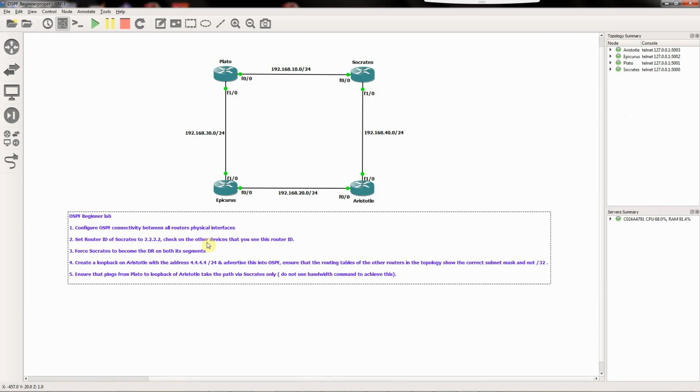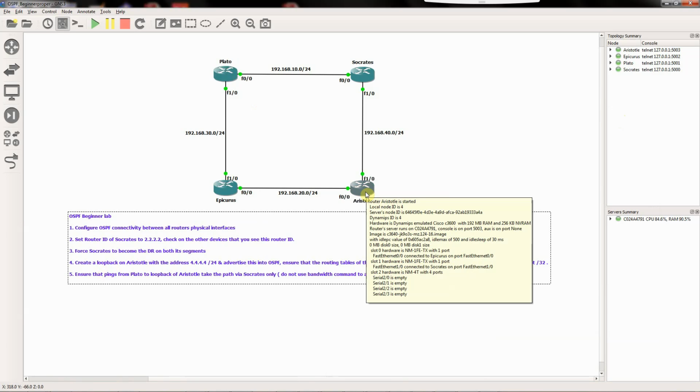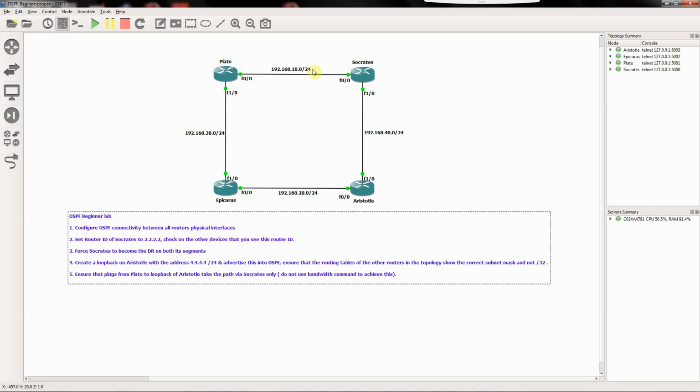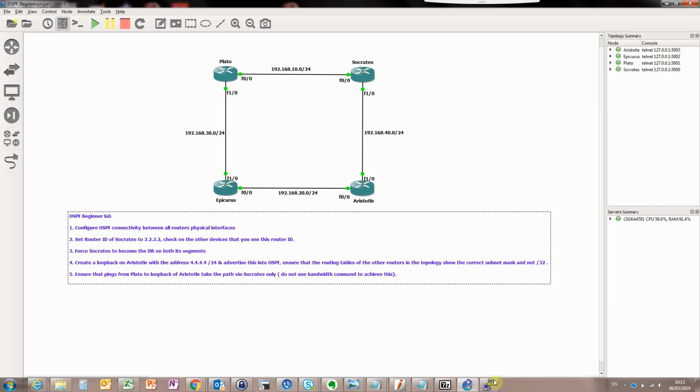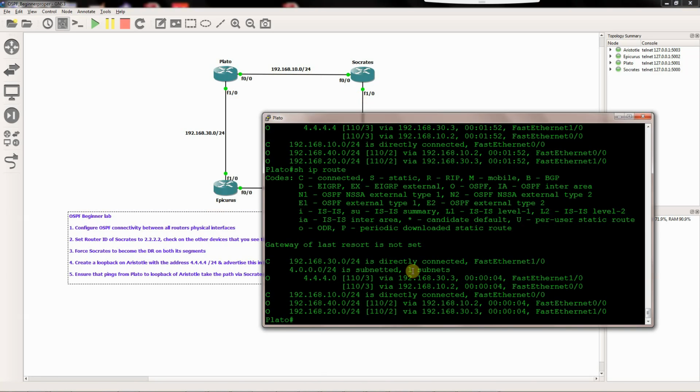Okay, so the final challenge we now have is we've got to do a little bit of traffic engineering. We're going to ensure that traffic from Plato, when it goes to the 4.4 network on Aristotle, takes a particular path. We want to force it across via Socrates, and we don't want it to go via Epicurus. If you look at Plato's routing table again, at the moment to reach the 4.4 network it has a choice of 2 paths. It can either go via 30.3, which is via Epicurus, or via 10.2, which is via Socrates, which is what we want.